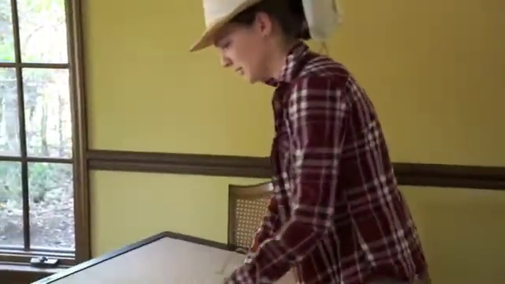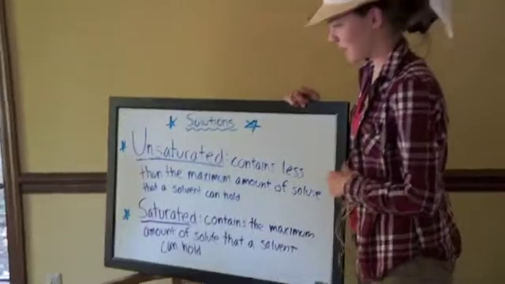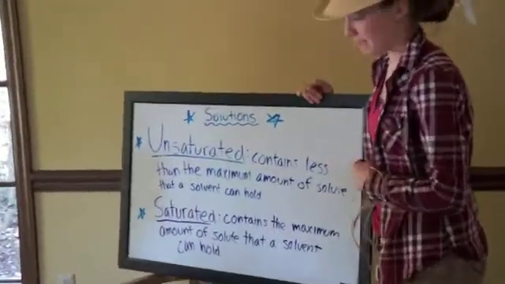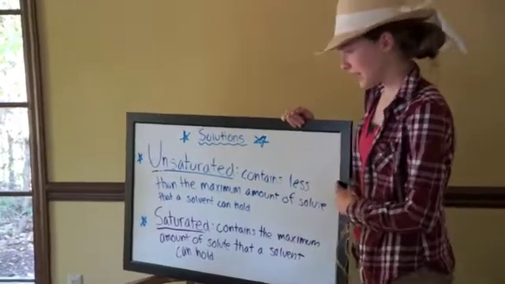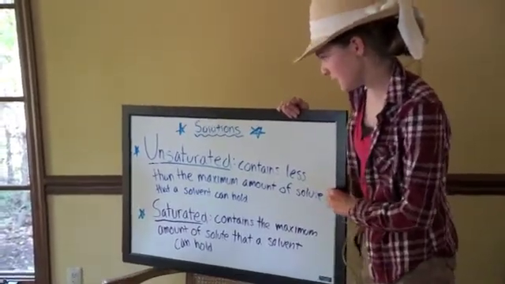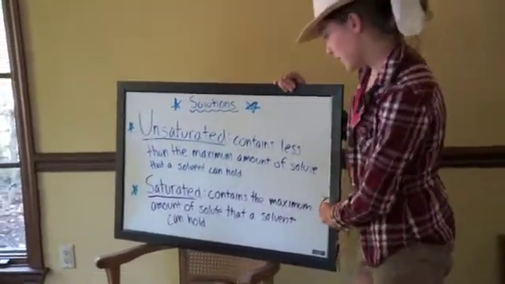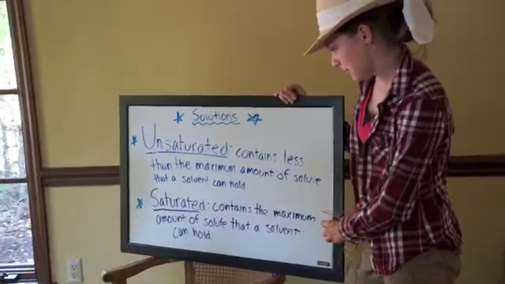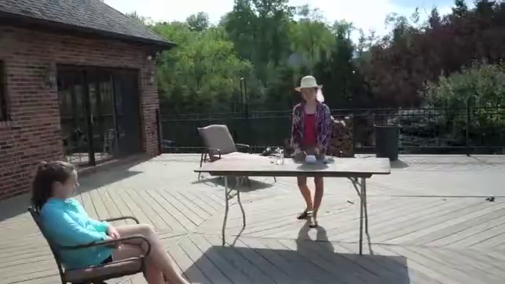Okay, now let's move on to our chemistry lesson today. First off, we're going to be talking about solutions. First, we have an unsaturated solution and a saturated solution. An unsaturated solution contains less than the maximum amount of solute that a solvent can hold, and a saturated solution contains the maximum amount of solute that the solvent can hold. Okay, class, ready?